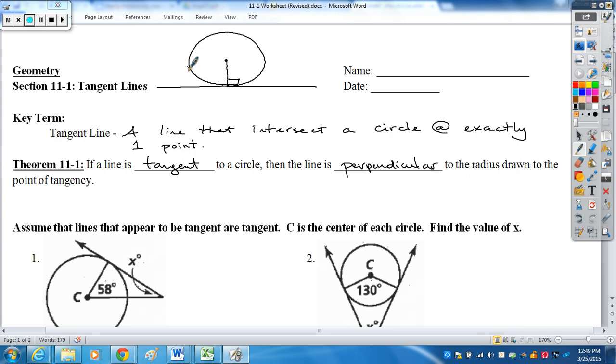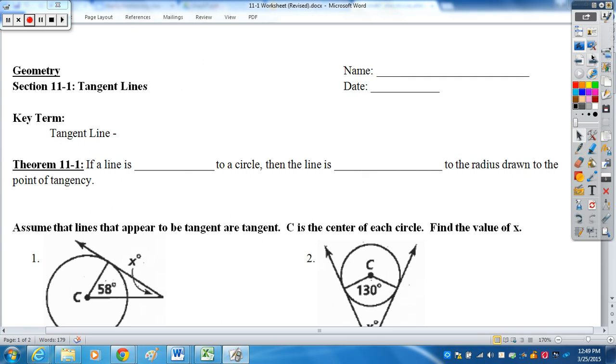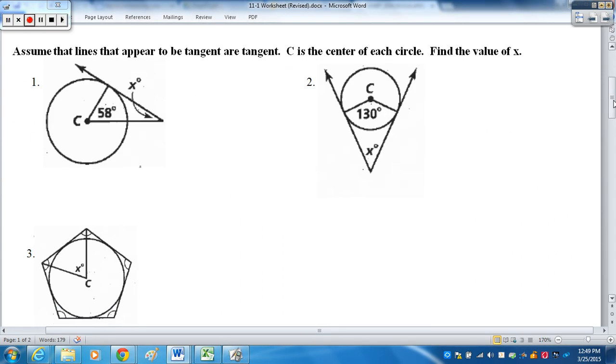Whenever you see a tangent line on your paper, you want to draw a radius to it and make sure it's a right angle. So as we look at numbers 1 and 2, in number 1, I want to draw a right angle right there. Before I even get going, I know tangent and radius has to be a right angle. Over here, I also want to draw a right angle before I even get started, because I know that has to be true.